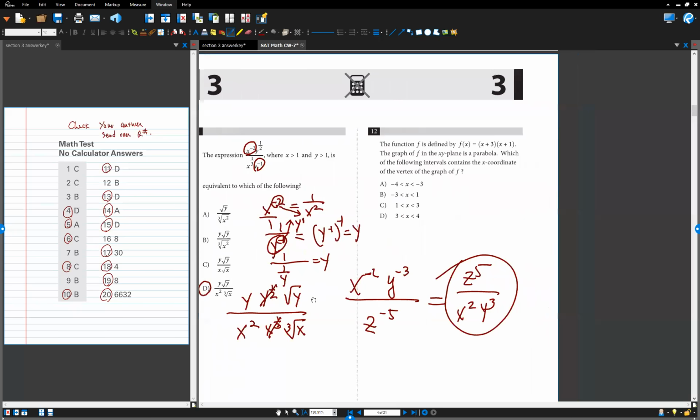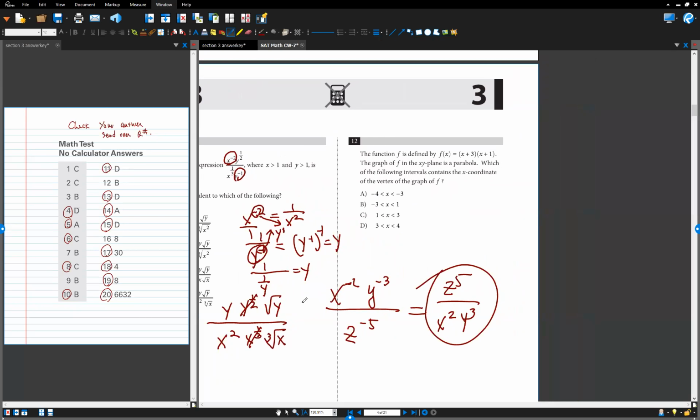All right, that is number 11. Number 12. The function f is defined as f of x equals (x + 3)(x + 1). The graph of f in the xy plane is a parabola. Which of the following intervals contains the x-coordinate of the vertex?